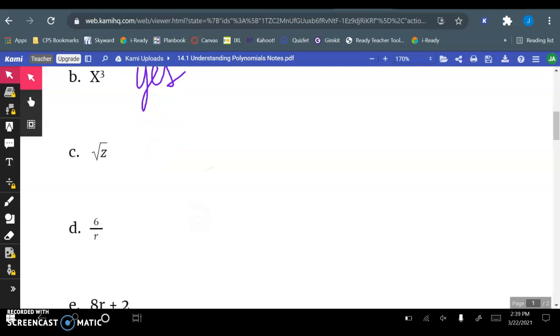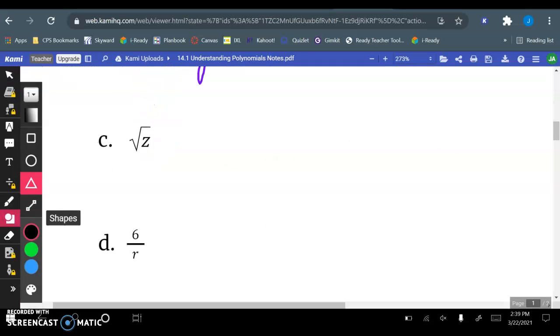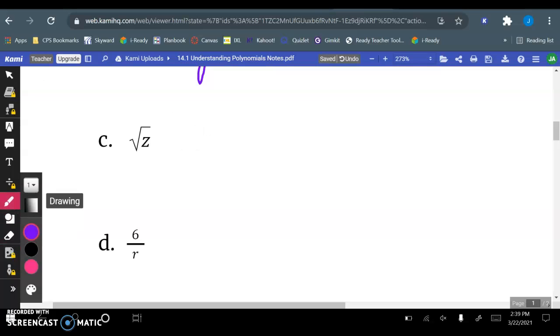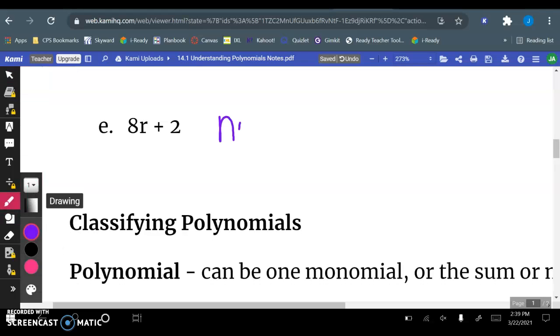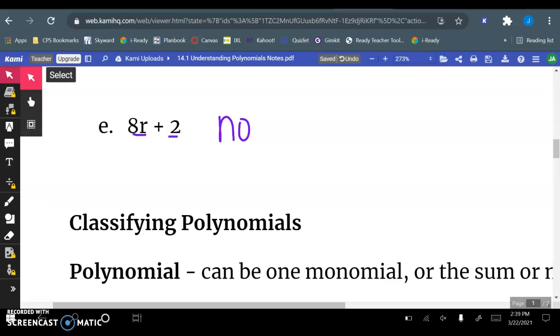Next is the square root of z. That is a no. We can't take the square root of anything. And then d 6 over r, that's a no as well. We can't have a variable in the denominator. And then we have 8r plus 2. That's a no as well. That has two pieces, two terms. We need just one term.